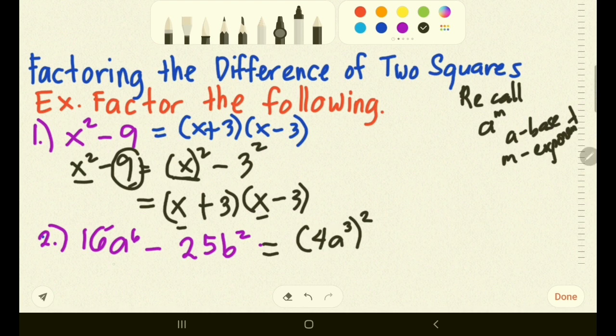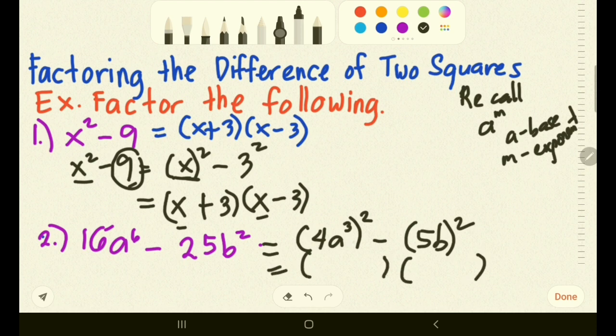Actually, when you get the square of 4a cubed, the square of 4 is 16. The square of a cubed is a to the power of 6, just multiply 3 and 2. And then minus 25b squared. Express this to the power of 2. That is the square of 5b. Okay, very easy.